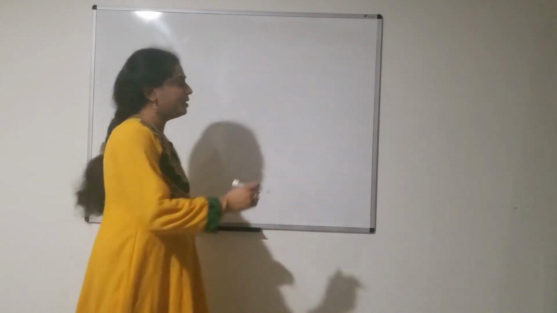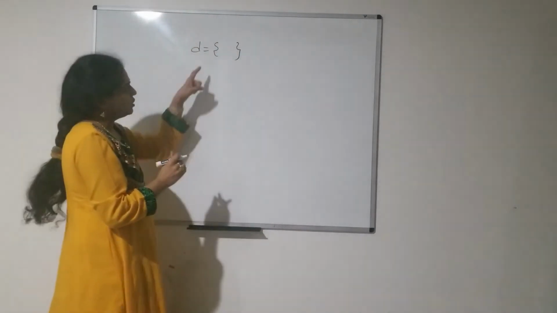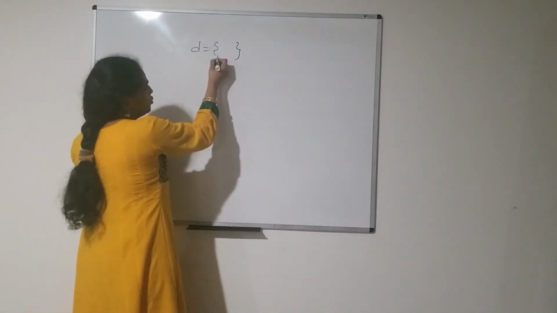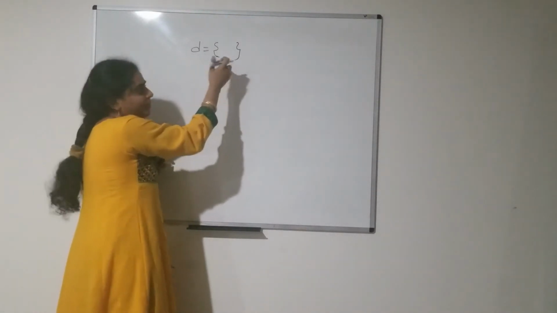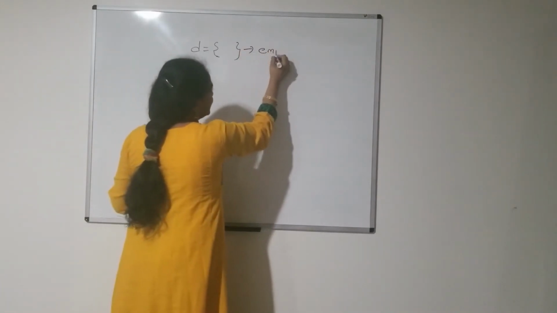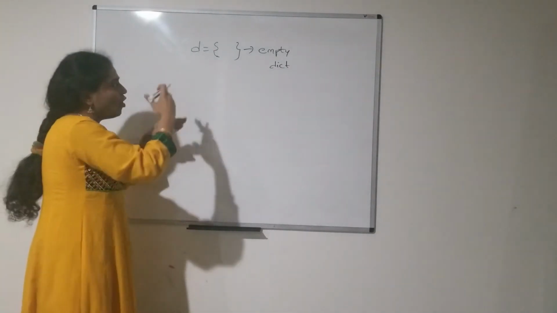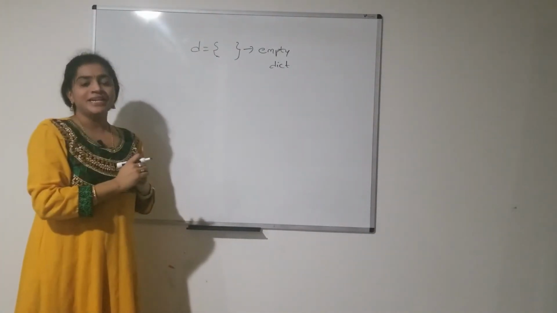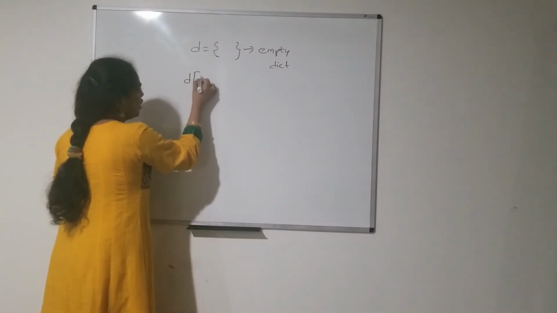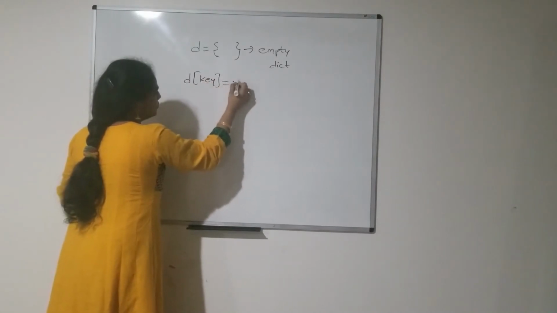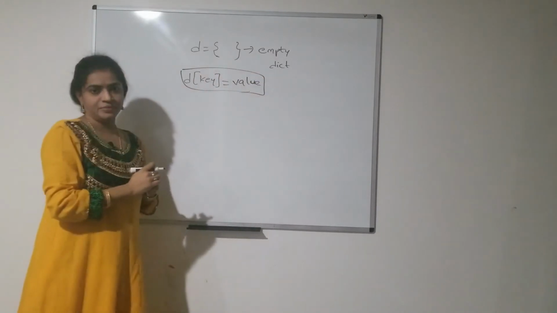So now, for example, consider an empty dict. This is an empty dict, right? You already know, if the flower brackets are opened like this and closed like this, then the Python virtual machine will consider this as an empty dictionary. Suppose I want to add some elements into the empty dictionary. Then I have to follow it like this: D of key equal to value. By using this syntax, you can insert the elements into the dictionary.